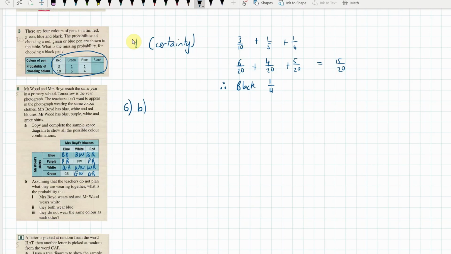that Mrs. Boyd wears red and Mr. Wood wears white? So we just got to look at, okay, where does she wear red and where does he wear white? So are there any options of that? Red for Mrs. Boyd, and white. I think that's this one here. And you can see that there are a total of 12 options, right? We've got an array that's 4 by 3, which is 12, so it's out of 12. And there's only, it seems to me, one option where they're wearing those particular colours.